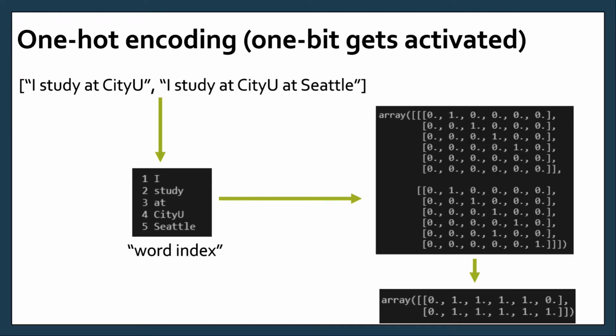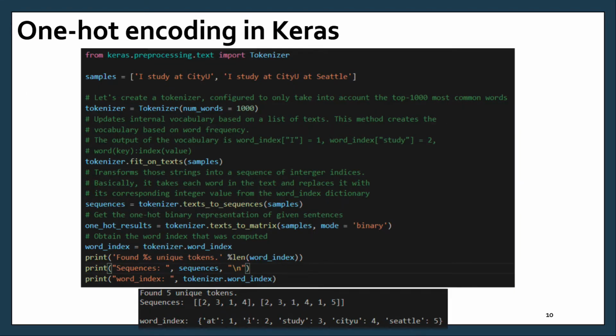Let's say we have two elements, right? We have one string that says I study at CDU, and the second string is I study at CDU at Seattle, right? So if we get the word index, meaning the unique words, we have I study at CDU Seattle. I mean, we just store one of each instance of the letter or the word, right? Then we basically transform them into, as you can see, an array of numbers, which is a vector, right? The matrix. So here's an example code of one-hot encoding in Keras, right?